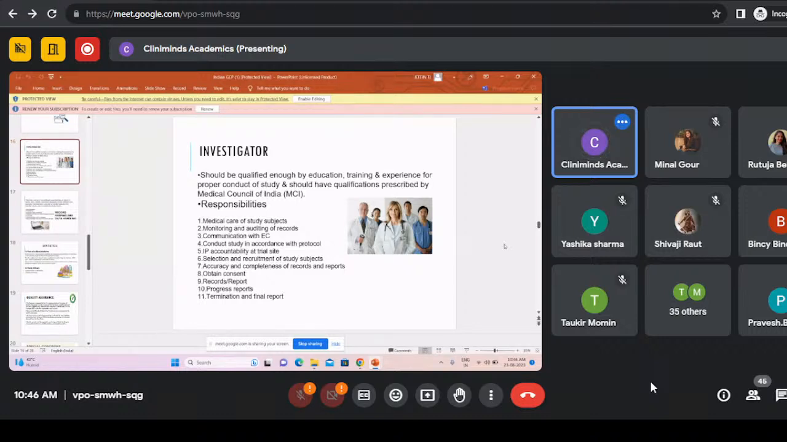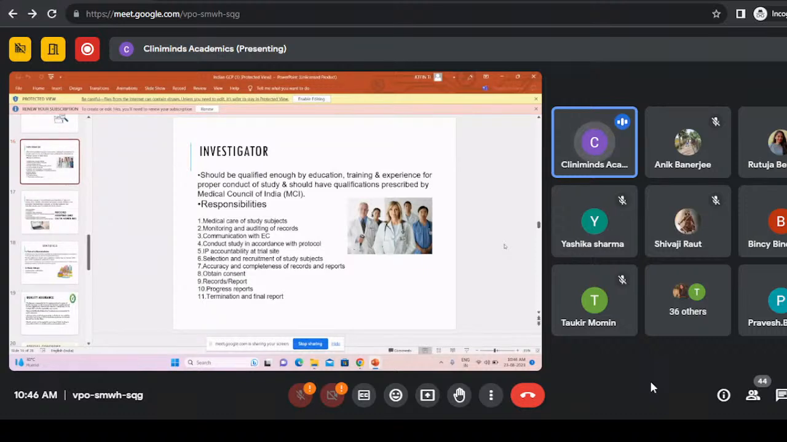Then obtain informed consent. Yes, obtain informed consent from the trial subject. Voluntary: the investigator has to give the study related information to the subject, and has to provide the opportunity to take their decision about participation in the clinical trial. If they are interested, their signature has to be obtained on the consent document.